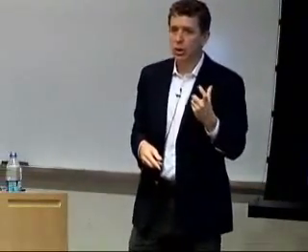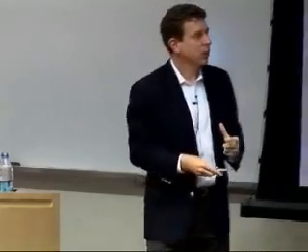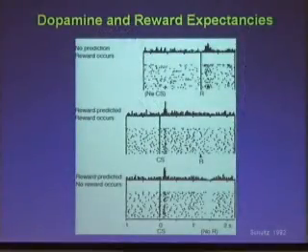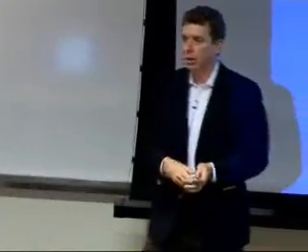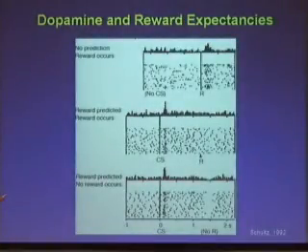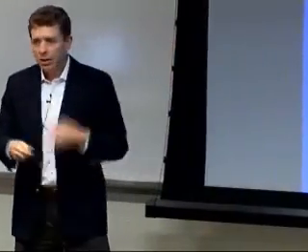What these monkeys were doing was basic classical conditioning. In this slide, R stands for reward. The monkey gets a squirt of juice on its tongue, and immediately after that, the dopamine neurons spike. Then they go through classical conditioning.